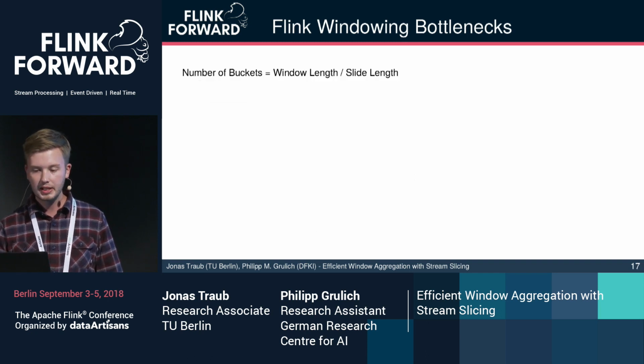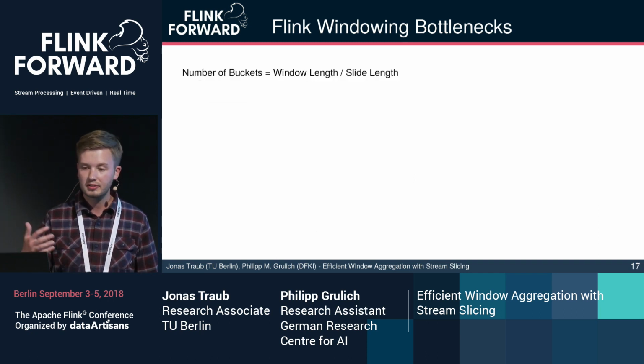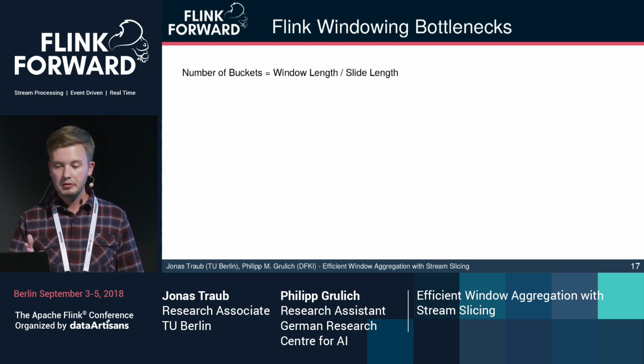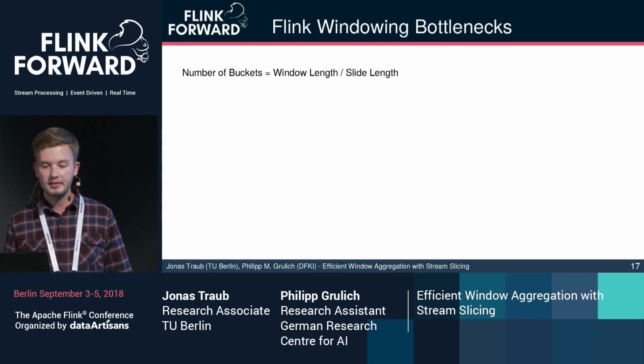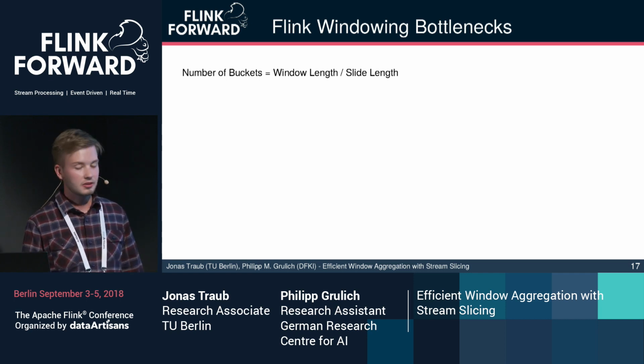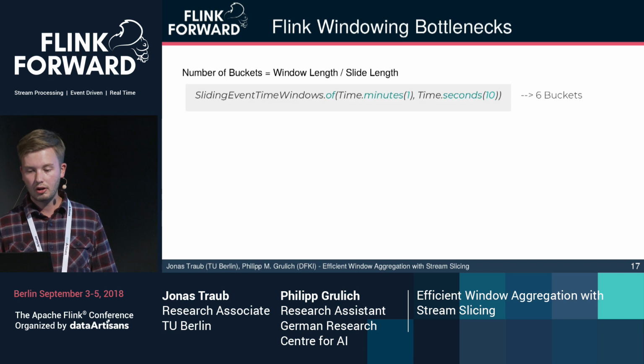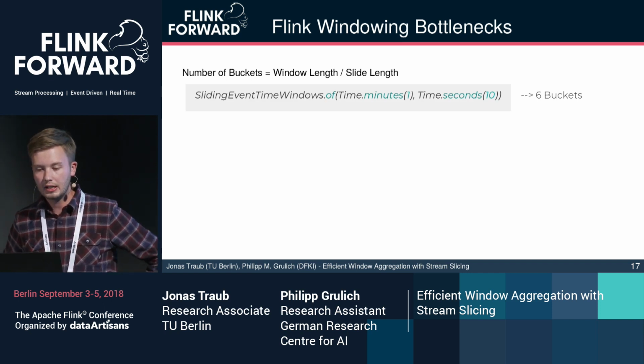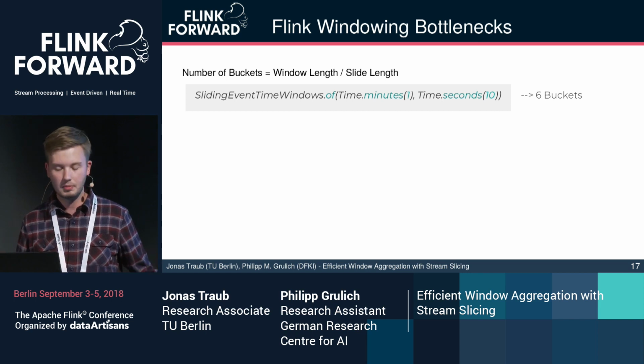So in total, we can say that for sliding windows, we have the window length divided by the slice length. That is the number of buckets we have in total. So for our example query, this accumulates to 6 buckets. That's not so much.